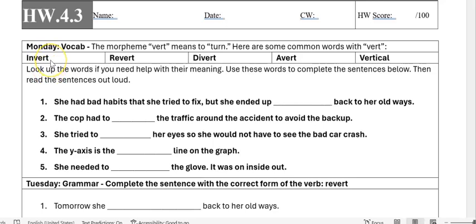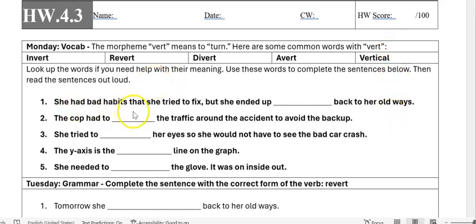We have invert. Remember, that means to flip inside out or to turn inside out. Revert means to turn back to the way something was, to go back to how it was. Divert is to turn something in a different direction, to cause something to go in a different direction. Avert means to look in a different direction, right? To put your eyes in a different direction. And vertical means straight up and down, right? A vertical line is a line that is going up and down.